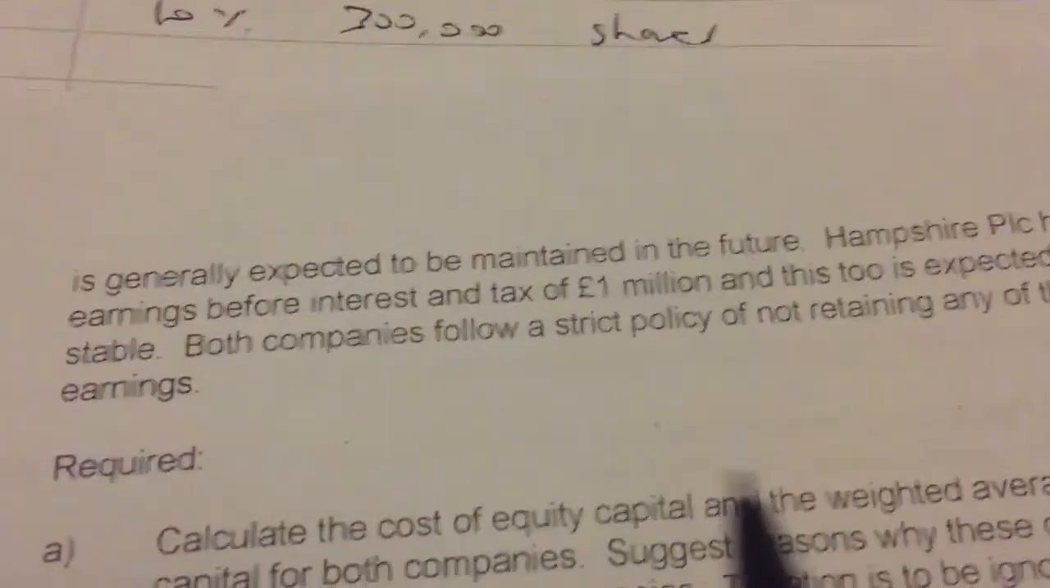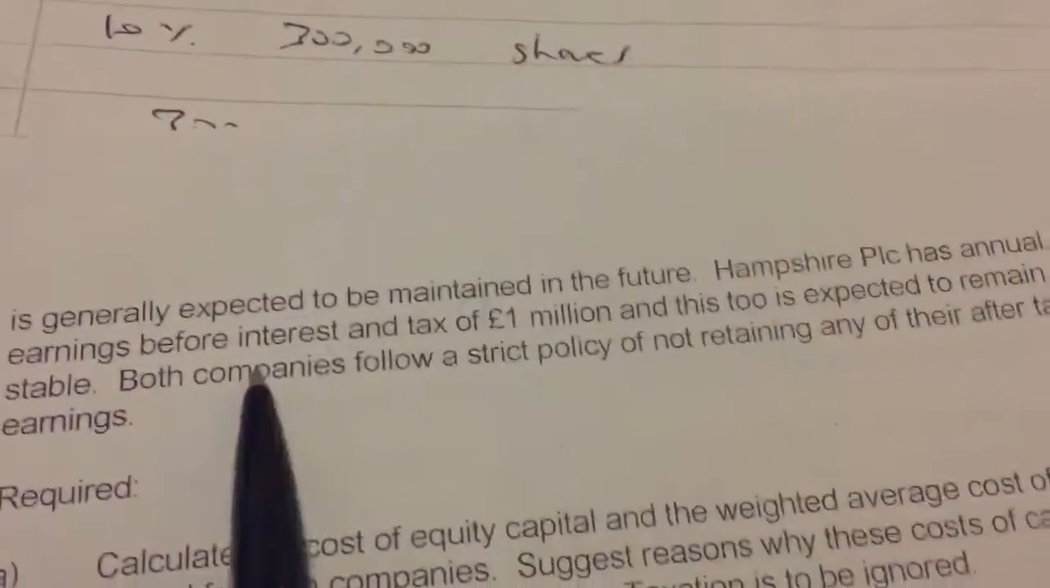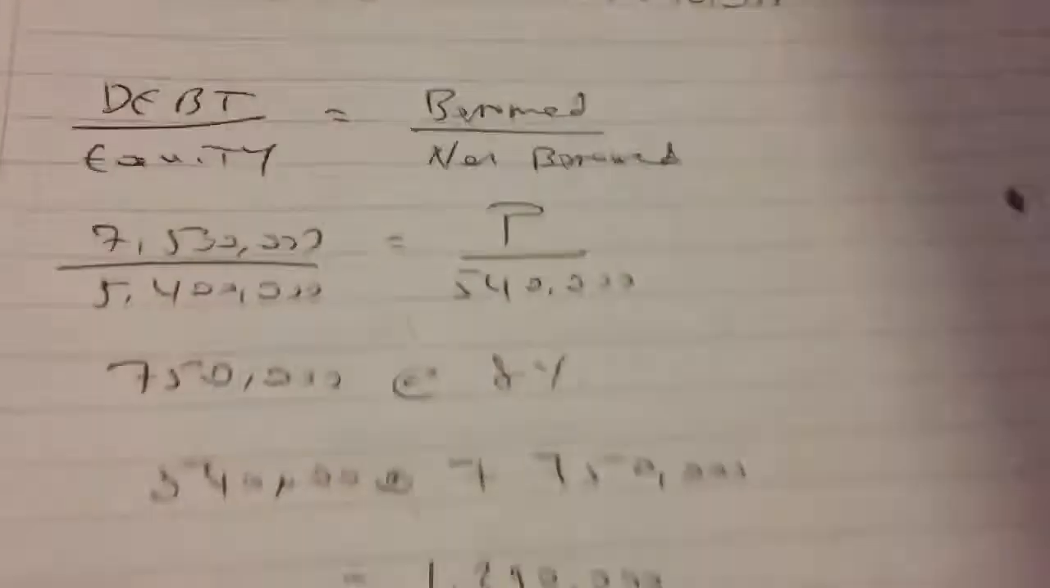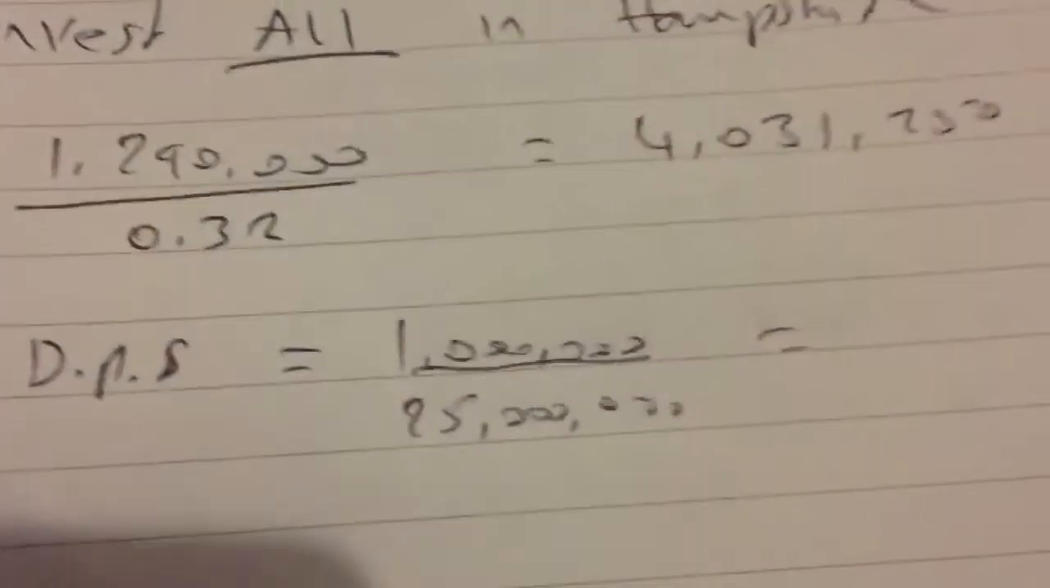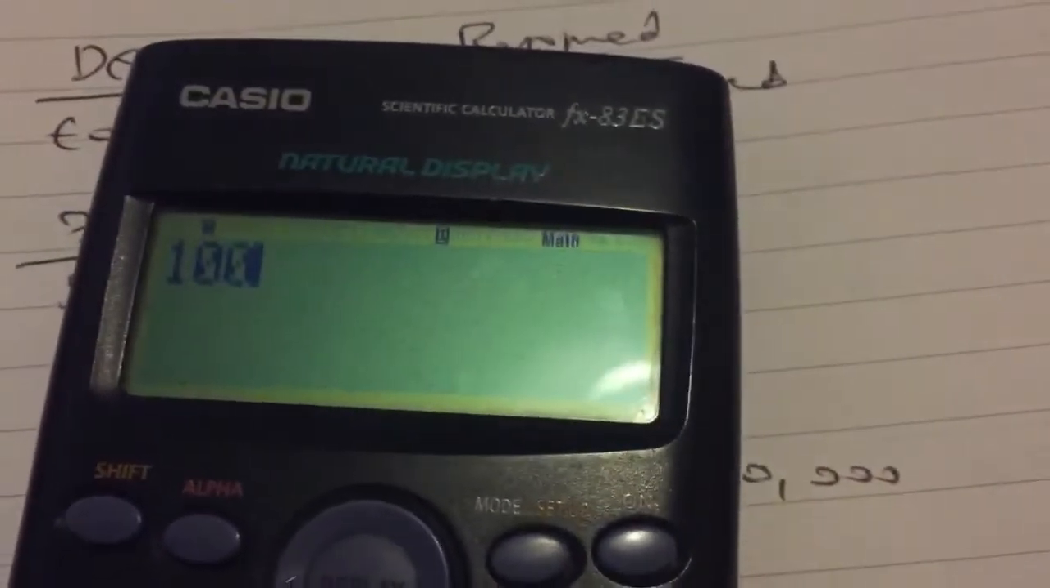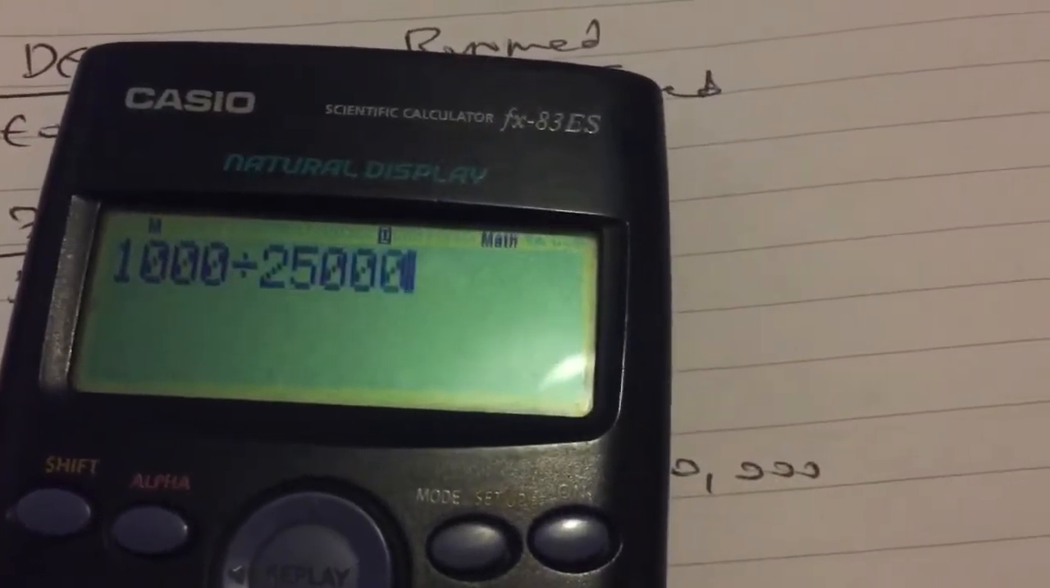So dividends per share for Hampshire is basically the earnings divided by the number of shares. So we know that Hampshire's annual earnings is 1 million. So dividends per share is 1 million divided by the number of shares. Hampshire has 25 million ordinary shares, no debts, so you don't have to worry about that. So 1 million divided by 25 million equals 0.04.